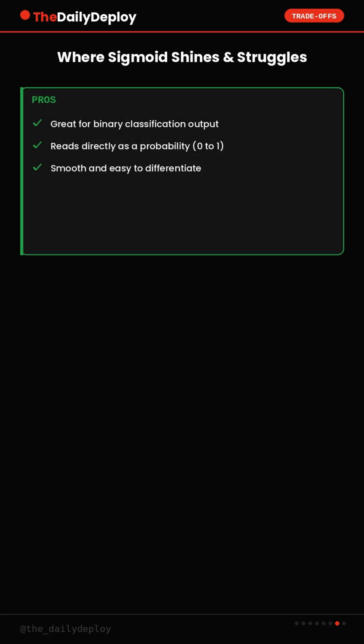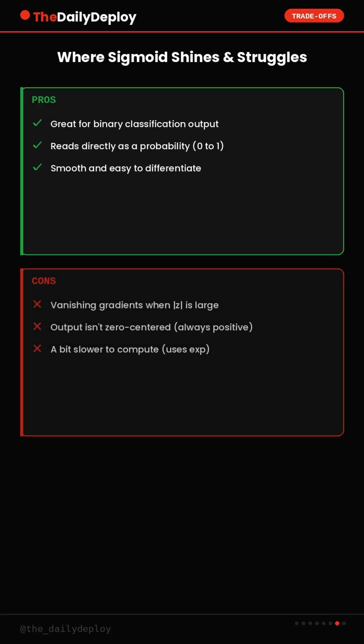Sigmoid produces outputs that look like probabilities, it's smooth, and it's easy to interpret. But it also has important drawbacks. The gradients become extremely small for very large positive or negative inputs, making deep networks harder to train. Its outputs are not zero-centered, and computing the exponential function is slower than simpler activations like ReLU.